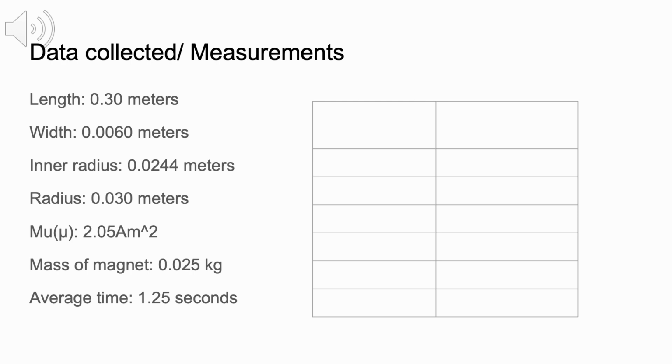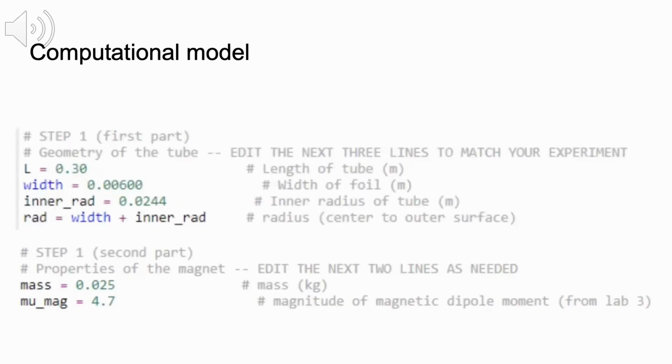The length of the tube was 0.3 meters, the width was 0.060 meters, the inner radius was 0.0244 meters, the radius was 0.03 meters. The value of mu calculated from lab 3 was 2.05 amps per meter squared. The mass of the magnet was 0.025 kilograms, and the average time came up to be 1.25 seconds after 5 trials. Now coming to the computational model.